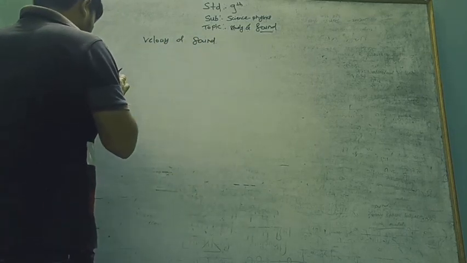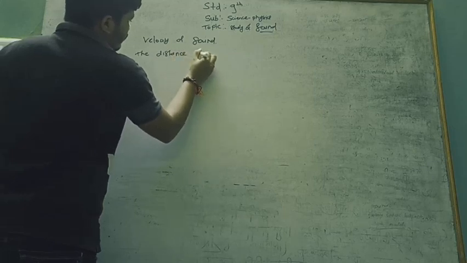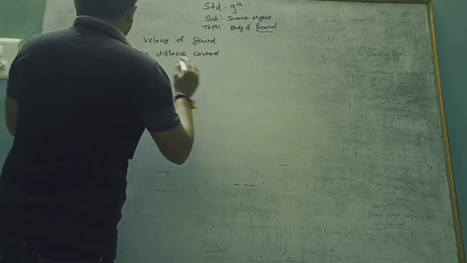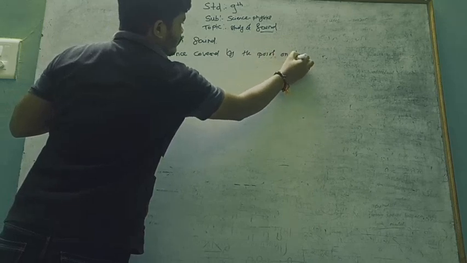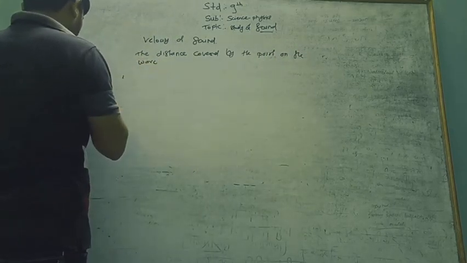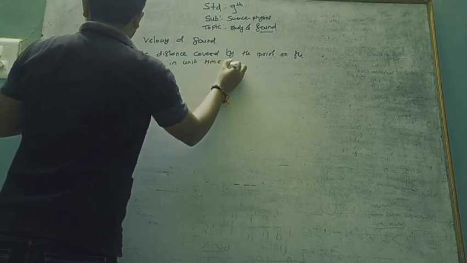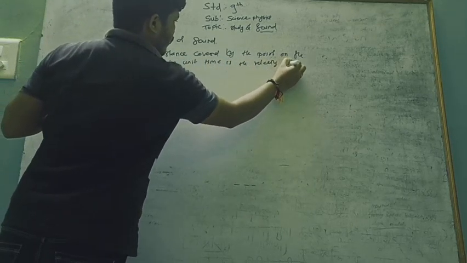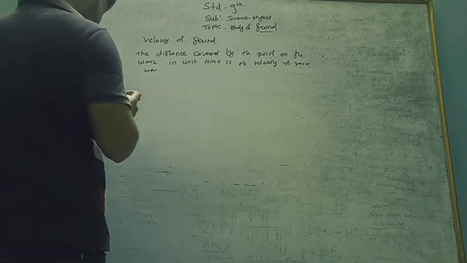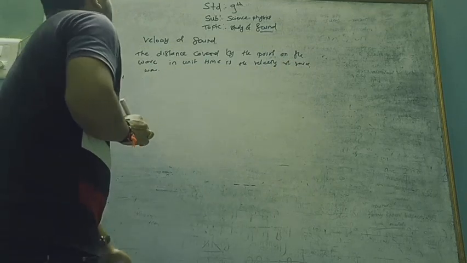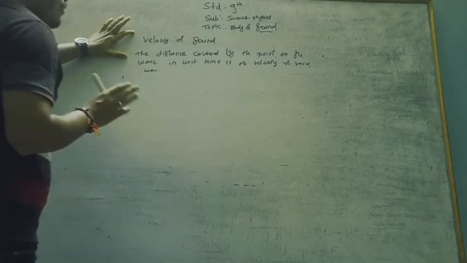Now the next topic is the velocity of sound. What is the velocity of sound? The distance covered by a point on the wave in a unit time is the velocity of the sound wave. The velocity of sound is nothing but the distance covered by the point on the wave in unit time.